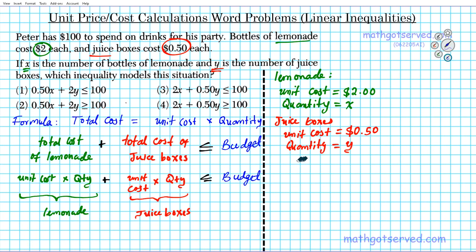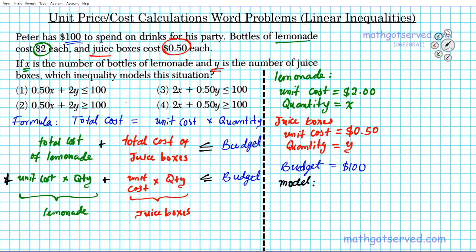Now, what's our budget? What is the value that we cannot exceed with the combination of the cost of these two? The budget is $100, because Peter has $100 to spend, so the budget is 100. So we have everything we need to create our model. The inequality that models this situation is as follows. We're just going to plug in these values into this equation that we have right here.